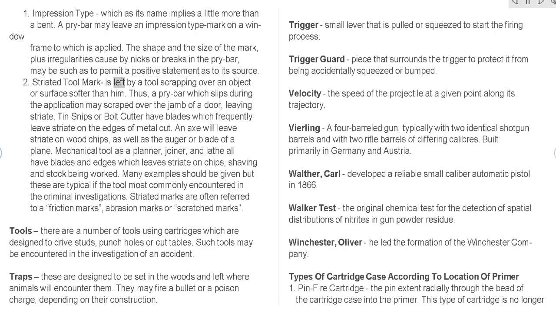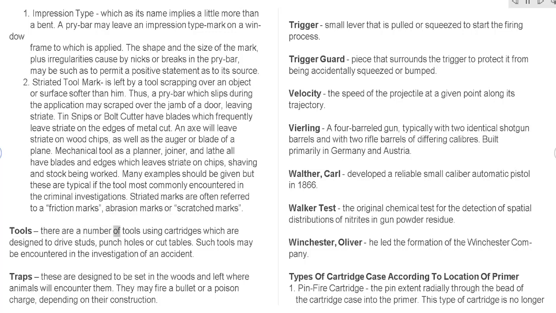The second, a striated tool mark, is left by a tool scraping over an object or surface softer than itself. Thus, a pry bar which slips during the application may scrape over the jamb of a door, leaving striations. Tin snips or bolt cutters have blades which frequently leave striations on the edges of metal cut. An axe will leave striations on wood chips, as well as the auger or blade of a plane. Mechanical tools such as a planer, jointer, and lathe all have blades and edges which leave striations on chips, shavings, and stock being worked. Many examples could be given, but these are typical of the tools most commonly encountered in criminal investigations. Striated marks are often referred to as friction marks, abrasion marks or scratch marks.